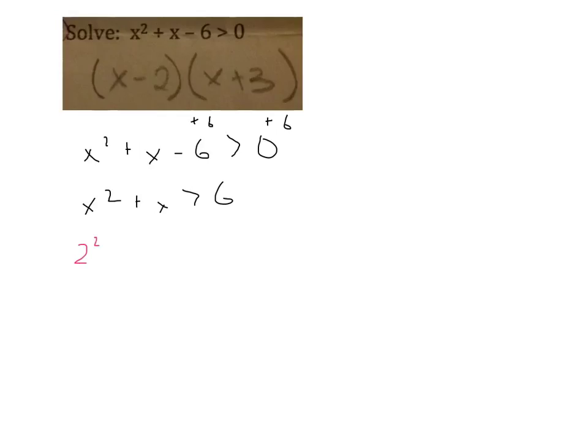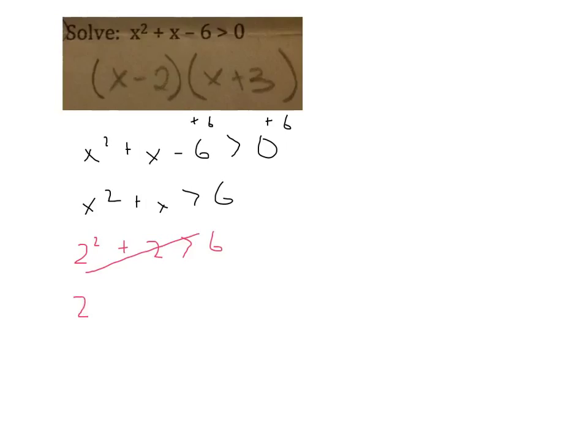What if it were 2 squared plus 2 is greater than 6? Is that a true thing? 2 squared plus 2 is exactly 6. So this would actually not be a correct thing. But what we should notice from this is that 2 is right at the limit. If we go any larger than 2, we should satisfy the inequality.